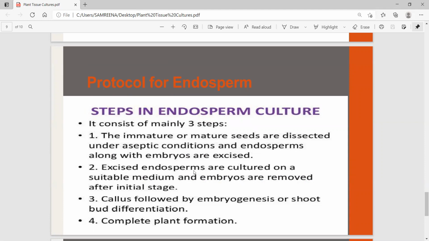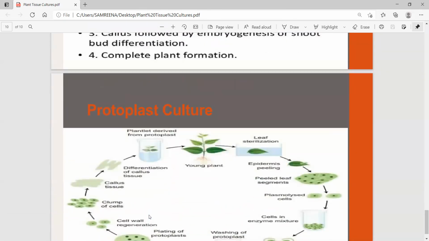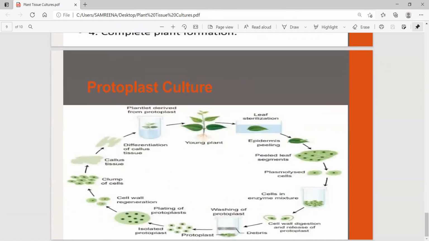The excised embryos are cultured on a suitable medium, and the embryos are removed after the initial stage. When the induction of the endosperm starts and it is ready for cell division, then we can remove our embryo from it. Callus formation takes place, and this process is called embryogenesis, or direct shoot bud differentiation takes place. From there, the complete plant is formed.